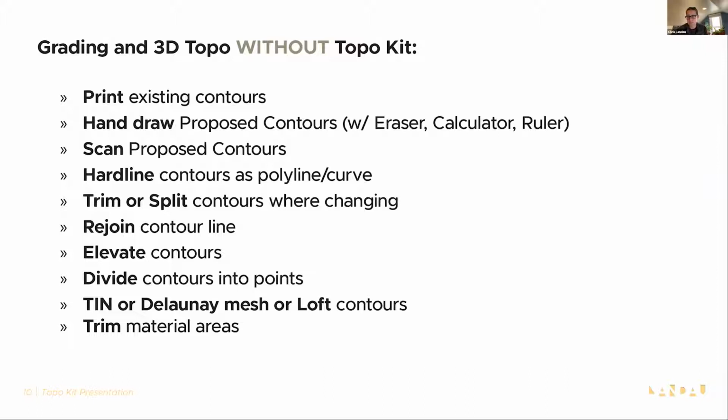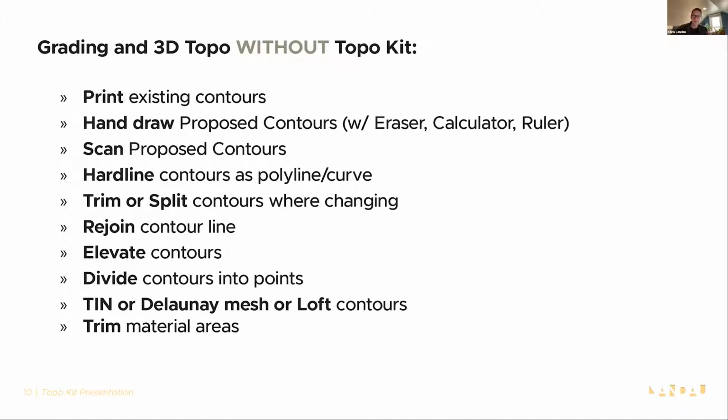The process overall is this. You start by printing out some existing contours that you have, and this is being generous because usually you have to do stuff to get those contours ready. And then you do hand-drawn contours on top of that with some trace, an eraser, a calculator, a ruler. You have to scan those in. Once you have it all figured out, hard line those in CAD, trim or split them, like where it's proposed versus existing, rejoin them perhaps, elevate them, divide them into points, if you're doing sort of a TIN in Grasshopper or Rhino, and then make your mesh out of those points.